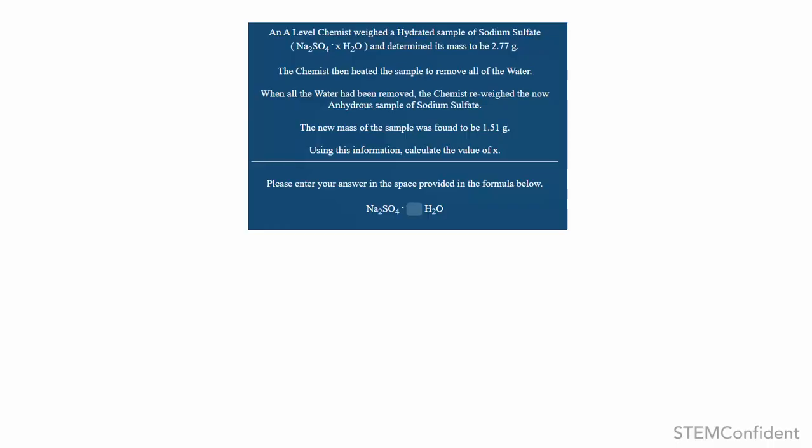Okay, so in this case, we've got sodium sulfate, and we've been given the hydrated mass, and we've also been provided the anhydrous mass, right? So the hydrated mass, as you can see, is 2.77 grams. The anhydrous mass, 1.51 grams. And we effectively need to work out, well, what's the value of X here, right?